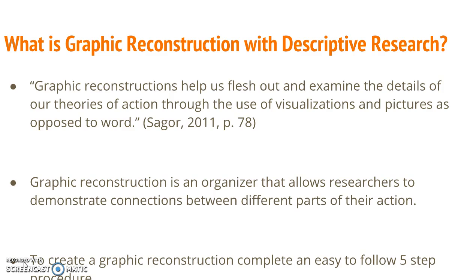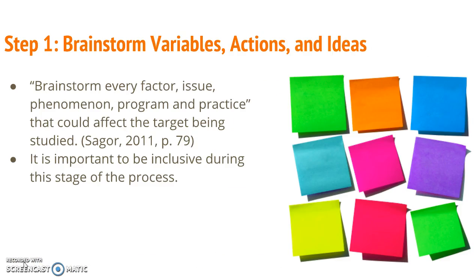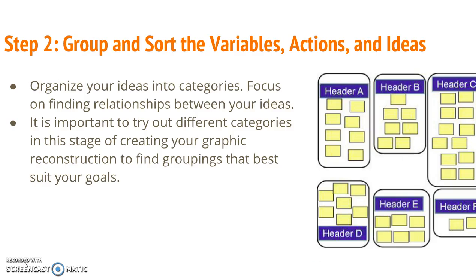So basically, to do this, you're going to create the graphic reconstruction using these 5 steps that we're going to be discussing. So the first step is brainstorming variables, actions, and ideas. What you want to do within this step is get sticky notes and brainstorm anything that you could possibly think of that might be affecting the target that you're studying. It's really important to be inclusive during this stage, because you want to go through all the things that might be happening that is affecting performance in your classroom.